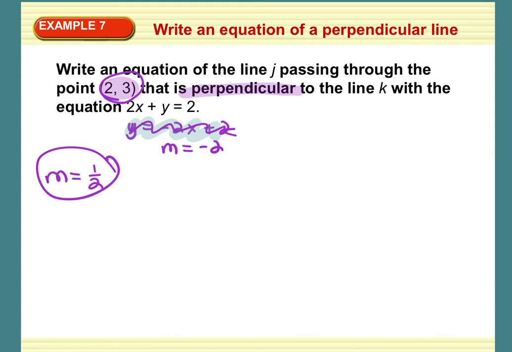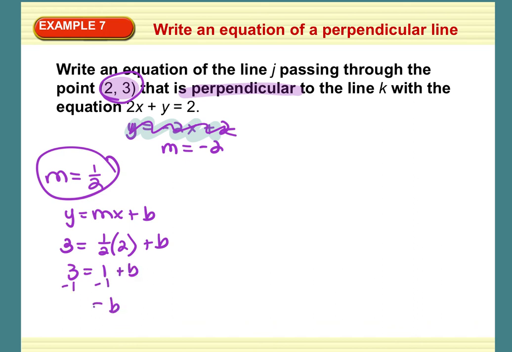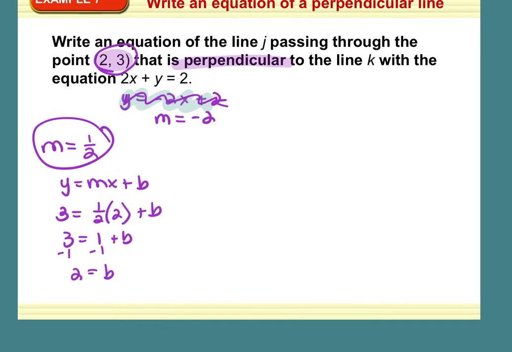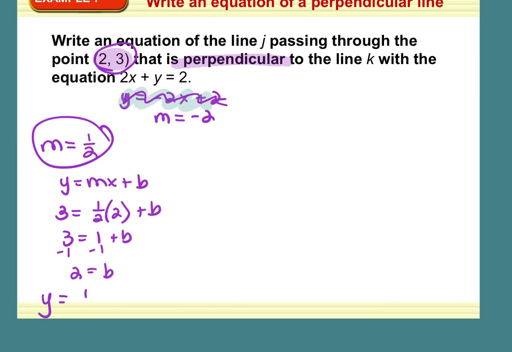So now I'm going to use y equals mx plus b. The y is 3. The m is 1/2. The x is 2. 3 equals 1/2 of 2, which is 1, plus b. How does this slope become 1/2? Because the slope of the original line is -2, but we're talking about a perpendicular line. So now b is 2, and my equation is y equals 1/2 x plus 2.